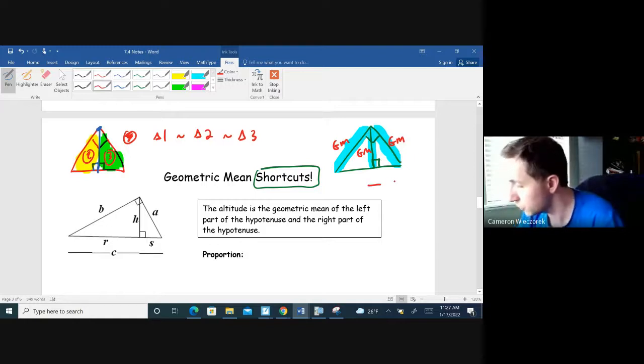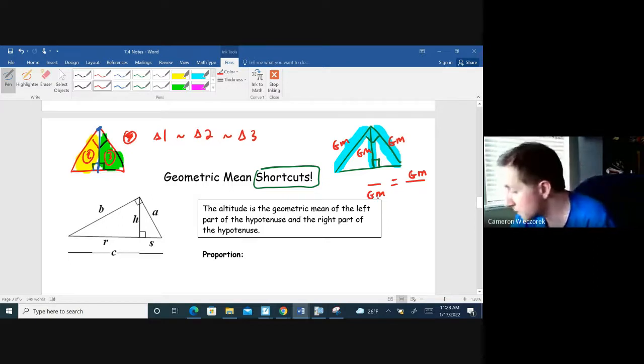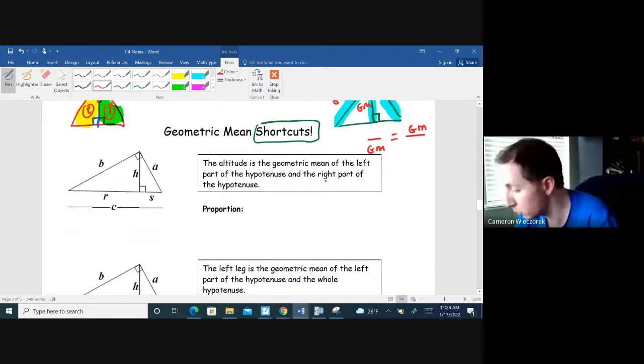So what that means, no pun intended, is that the GM, those three blue pieces, you're not going to use all three of them in the same problem. But when you're setting the proportion up, the geometric mean has to go in the bottom left corner and the top right corner, because that's where we put the means of a proportion. So three scenarios I'll show you.